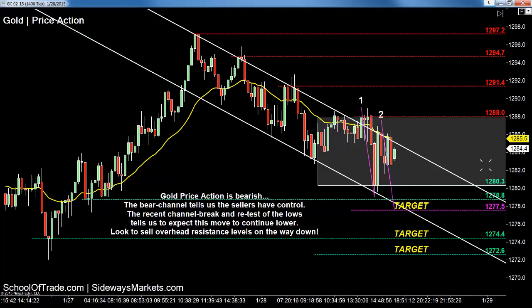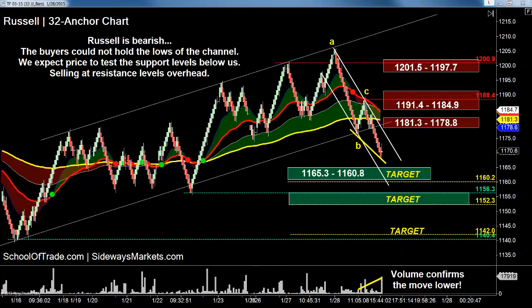Okay, so the recent channel break and the retest of lows tells us to expect this move to continue lower. So look to sell overhead resistance levels on the way down. Look to keep selling at these highs overhead. So nothing really new. Keep selling those highs on gold and collect your profits at the downside.